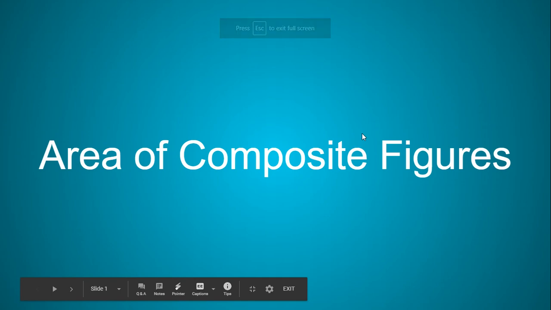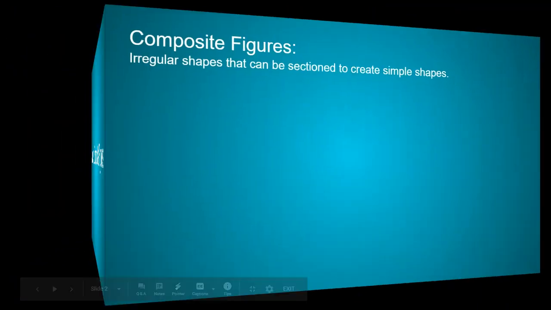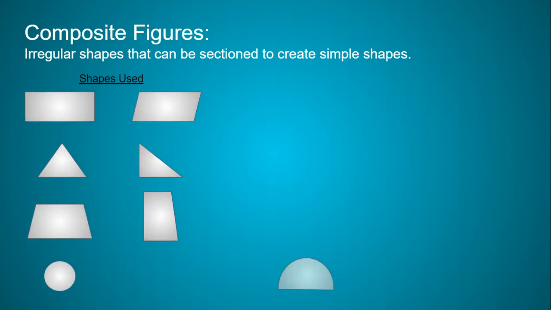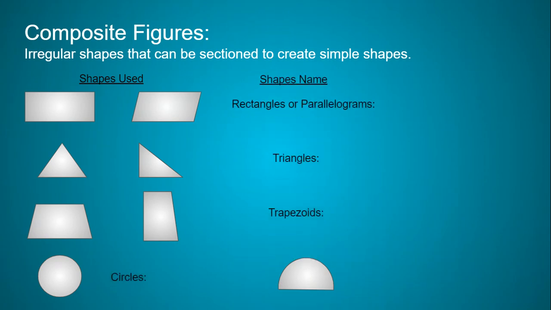All right, so today we're looking at area of composite figures. A composite figure is an irregular shape that can be sectioned to create simple shapes. Let's take a look at the simple shapes that we're going to use, which are rectangles, triangles, trapezoids, and a circle or a semicircle. Naming these shapes is very important, and knowing the names of them, but then also being able to know what their formulas are.